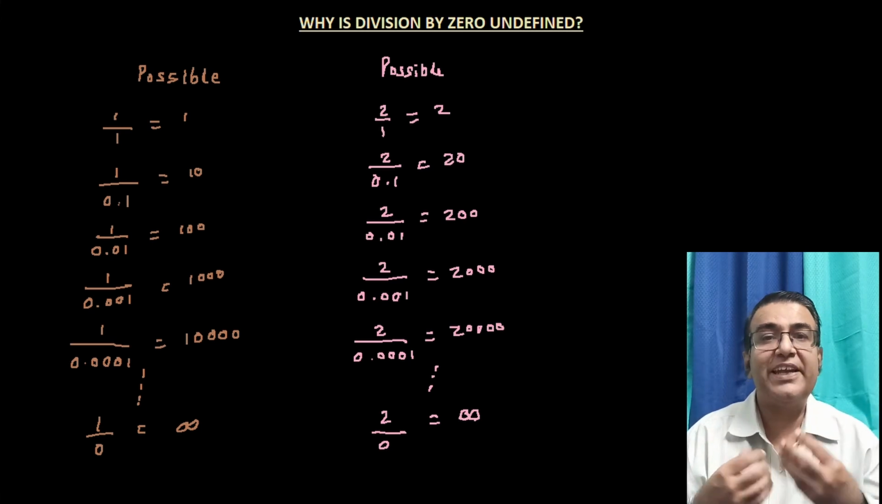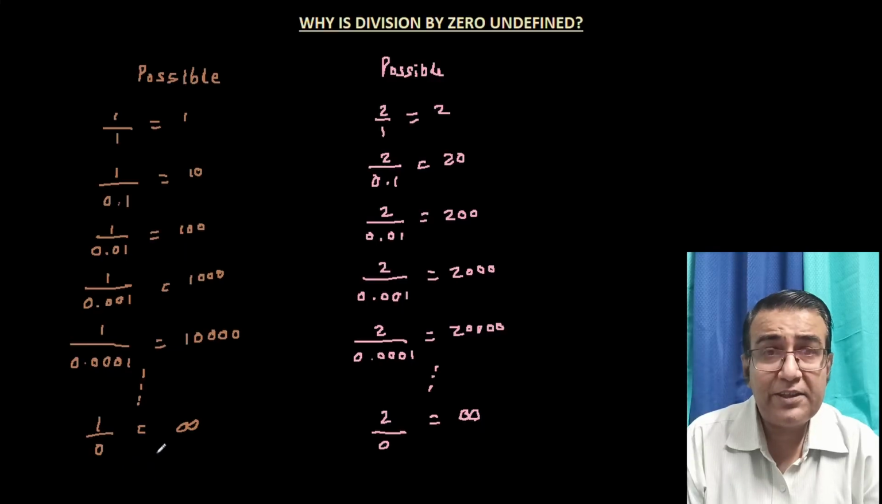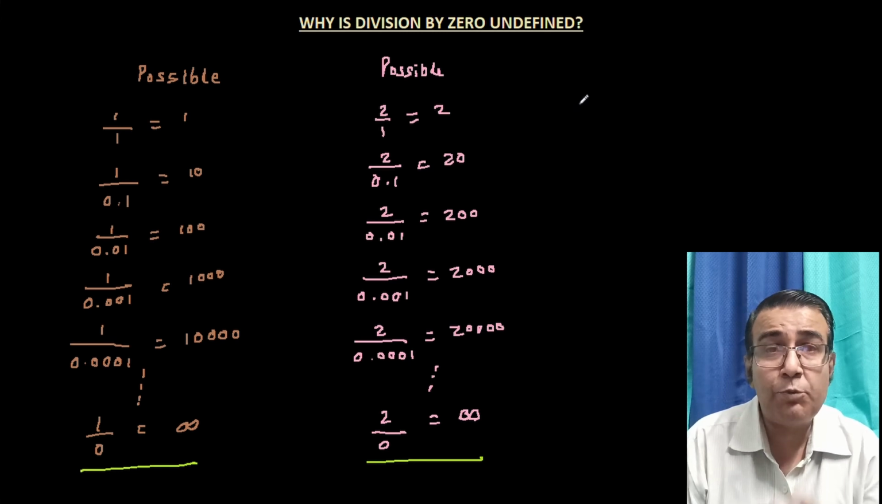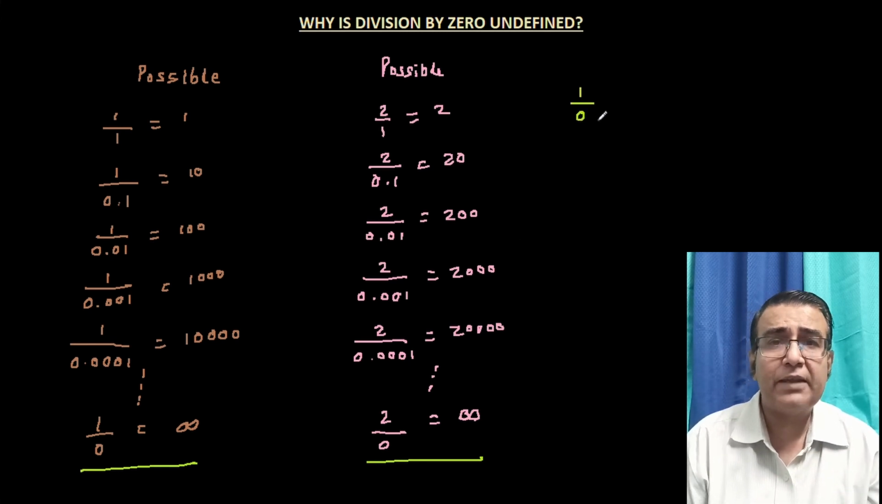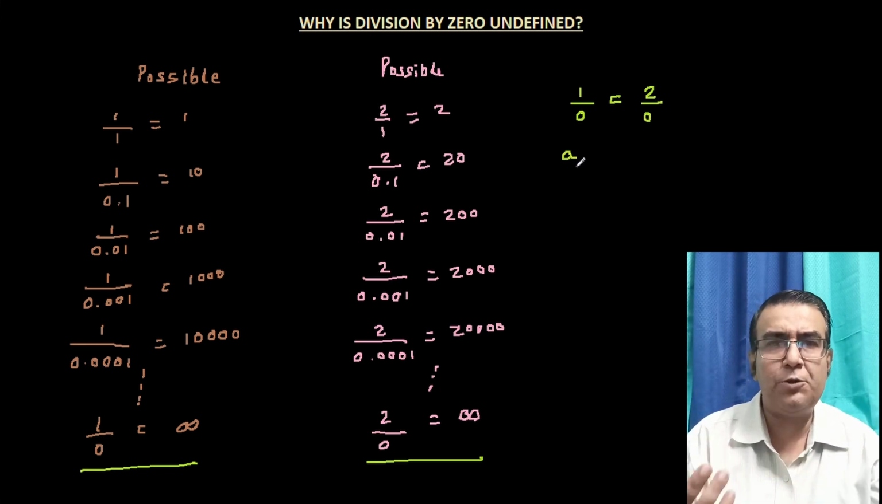So we know that anything divided by 0 should give us infinity. Well, but am I sure about it? Well, let's look at these two results again. So in one case, I got 1 divided by 0 gives us infinity. In the other case, again 2 divided by 0 gives us infinity. And if both are giving me infinity, that means 1 divided by 0 should be equal to 2 divided by 0.